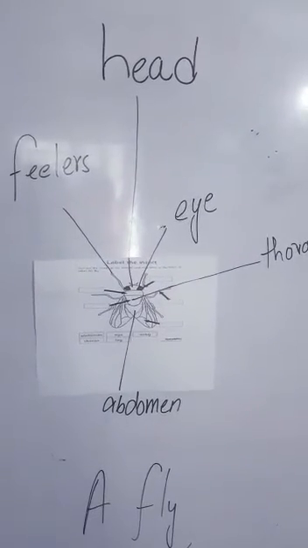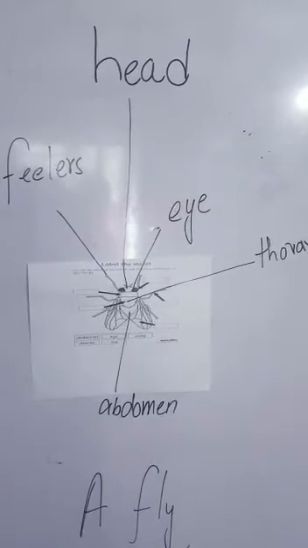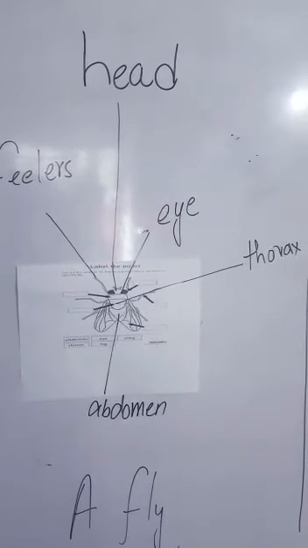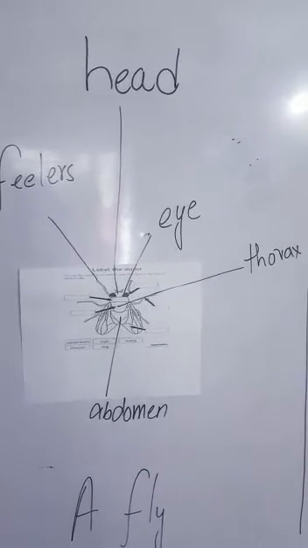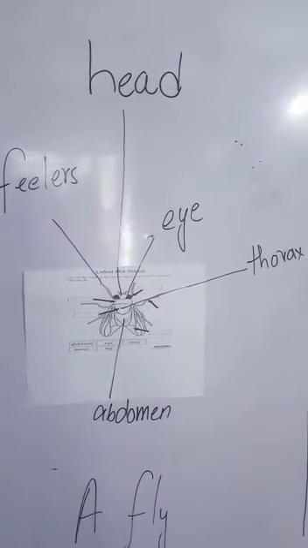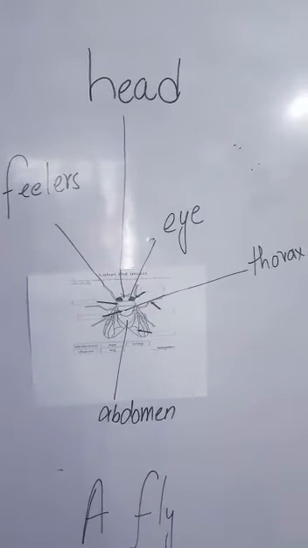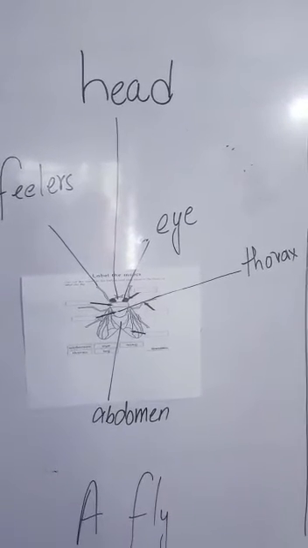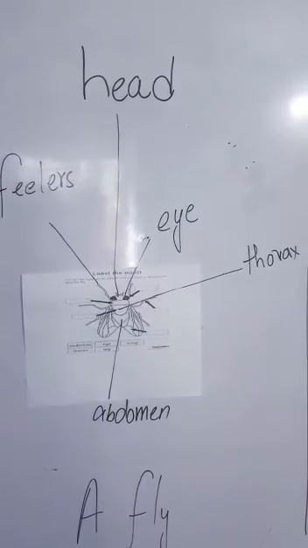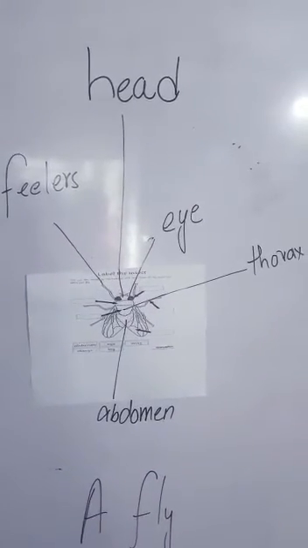Yes, insects have different parts as the fly has, and the body of an insect has three parts. Any insect, just like a fly and mosquitoes and all that, has three parts: the head, the thorax, and the abdomen. An insect has two compound eyes and two feelers on the head.